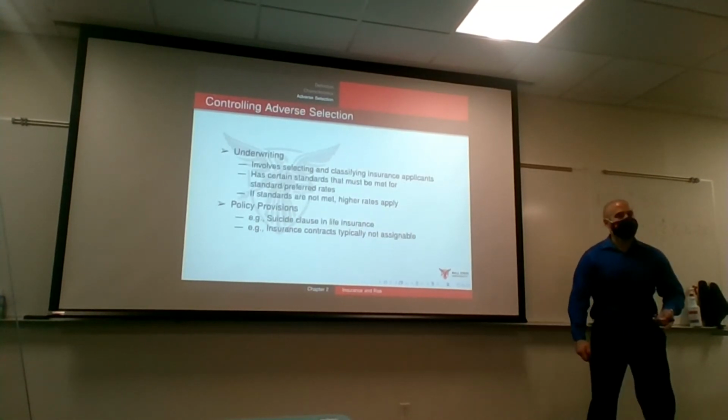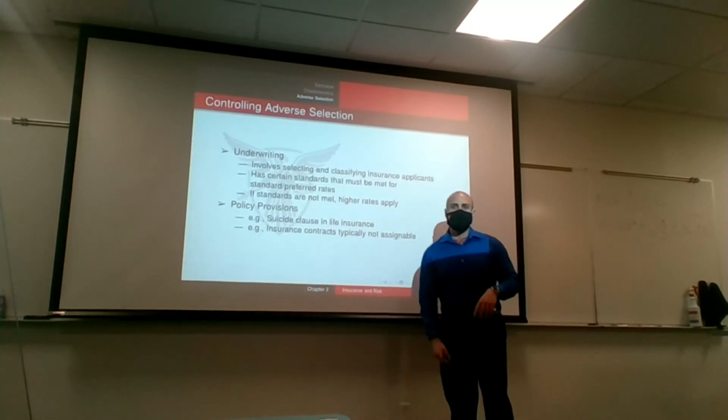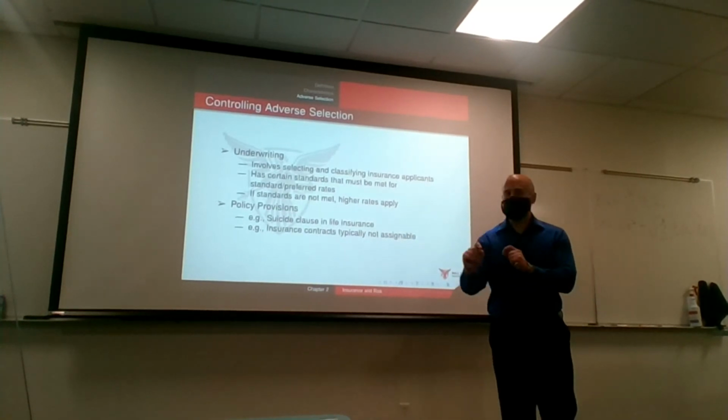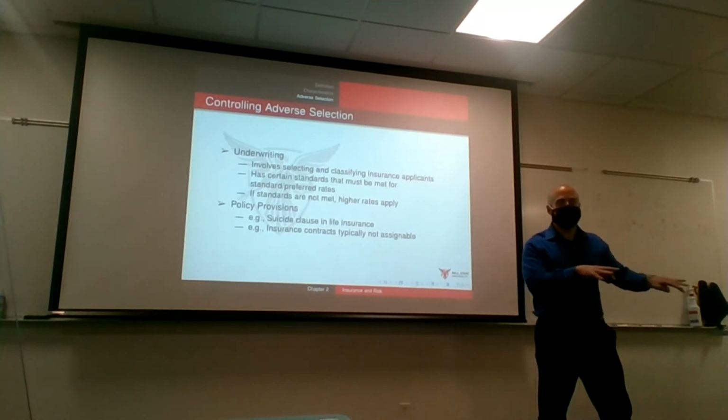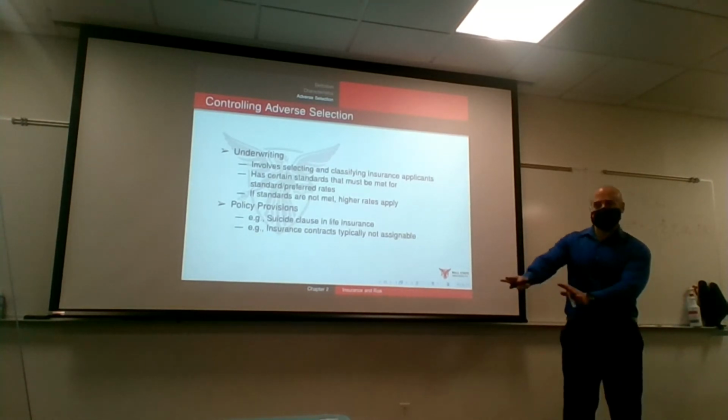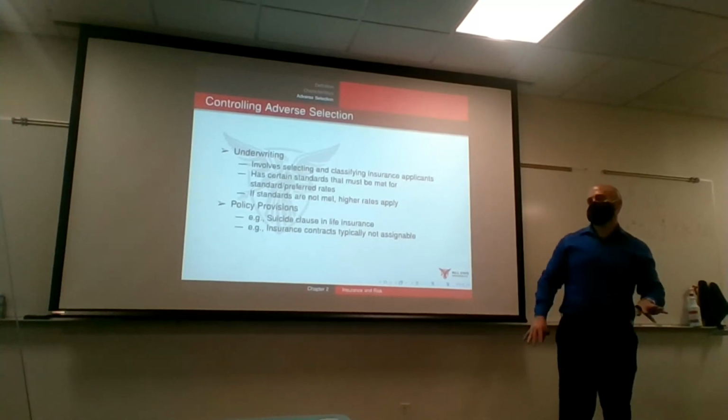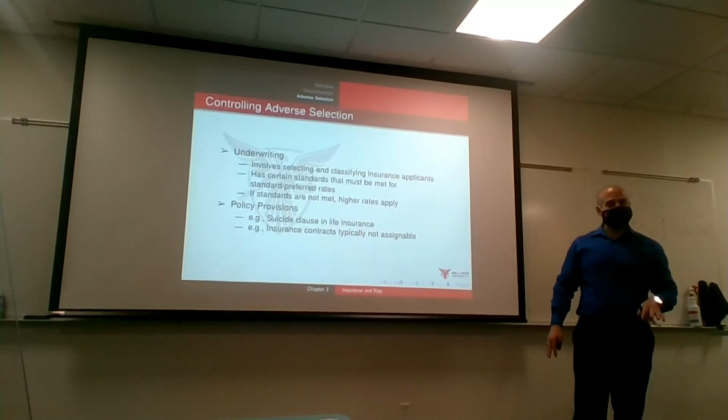Okay, so how do we control that? Simple answers here. Underwriting, all that means for this point in time, because we haven't covered that chapter, is that we're making sure those high risks aren't sneaking under the radar. It's like, whoa, wait a minute, you're high risk, you can't pay that nice low premium. You're going to suffer more losses.